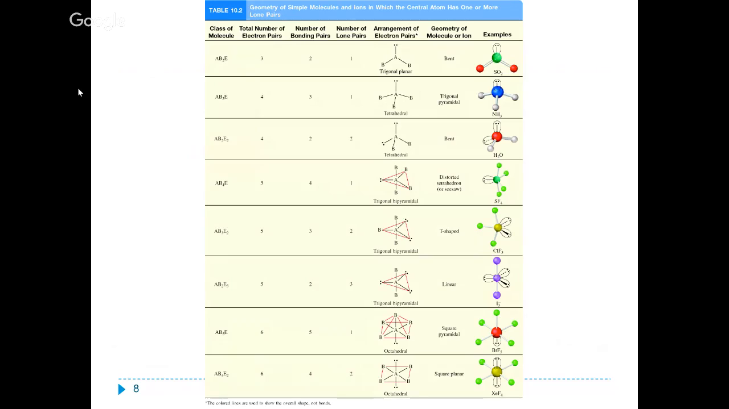And then lastly, we have our electron domain geometry where we have 6 total pairs, so octahedral. However, if we have 1 lone pair but 5 bonds, we end up with a square pyramidal shape. If we have 4 bonds and 2 lone pairs, we end up with square planar, as shown in BrF5 and XeF4. And we would see deviations from our typical bond angles because now we have these lone pairs of electrons that are squishing the bonds together, right? Electron pair repulsion. It says so in the name, right? Valence shell electron pair repulsion. Why do we get these shapes? Because electrons repel each other.